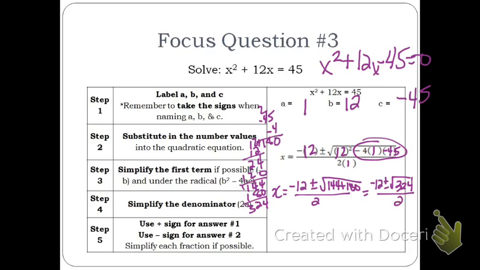All over 2. Use your calculator to find out what the square root of 324 is. Okay, I found a calculator. It's equal to 18, that square root of 324 is. So you have x is equal to -12 plus or minus 18 all over 2. Alright, split it up now. -12 plus 18 all over 2, and -12 minus 18 all over 2.